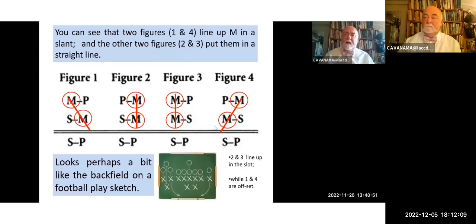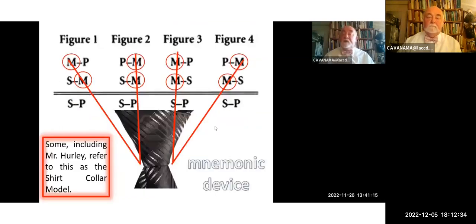I don't know if you've ever played American football, but I remember, Saturday mornings after the Friday night high school game, coach would get us together and bring the chalkboard out, and we'd do these kinds of diagrams and analyze the previous night's play. And a lot of people do this anyway, fantasy football, all that stuff. So you've got a middle term either lining up in the slot or offset, if you want to think of it that way. Mr. Hurley uses what's a common use of the shirt collar model, as he calls it.